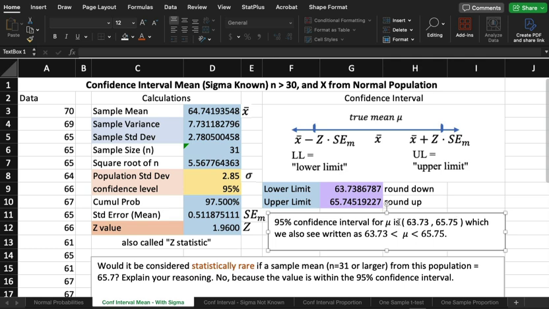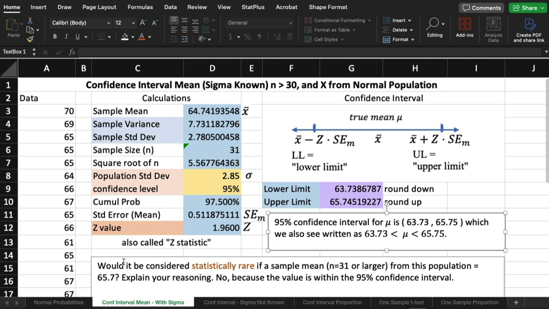So that's if we were to express it as an interval. We could also write it as a double inequality. Sometimes you see it written like that in some textbooks, with mu at the center of the double inequality, and it would be written 63.73 less than mu less than 65.75. That just means that mu is in between those two numbers.